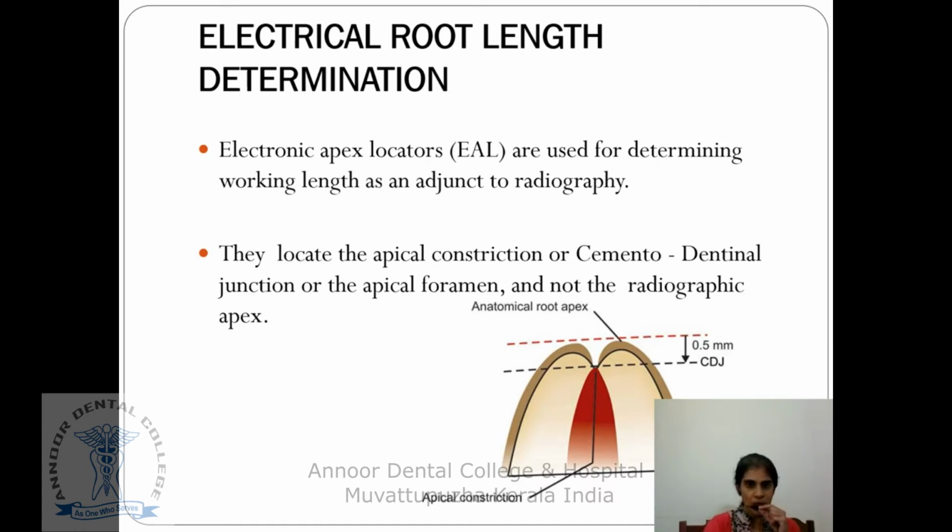So they locate the apical constriction or the cemento-dentinal junction or the apical foramen, and not the radiographic apex. If you look into this picture, you will find that this cemento-dentinal junction is 0.5 mm short of the anatomic root apex.